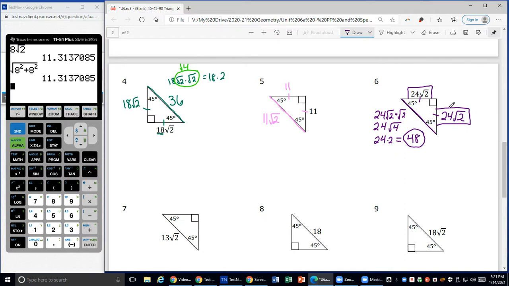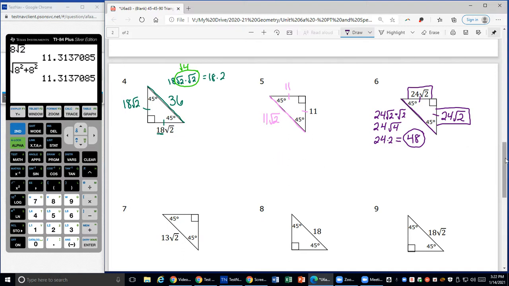So if I have a square root of 2 on my legs, then I know my hypotenuse is going to be twice the coefficient of that. If I don't have a square root of 2 on my legs, then I know my hypotenuse is going to be that same number with a square root of 2 multiplied to it.